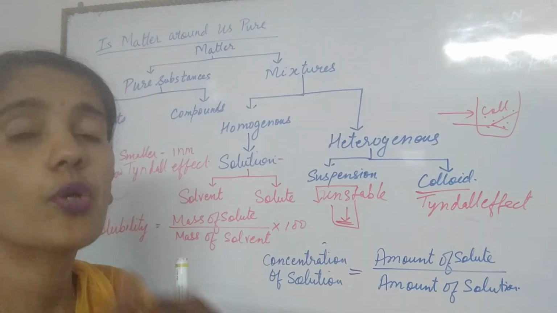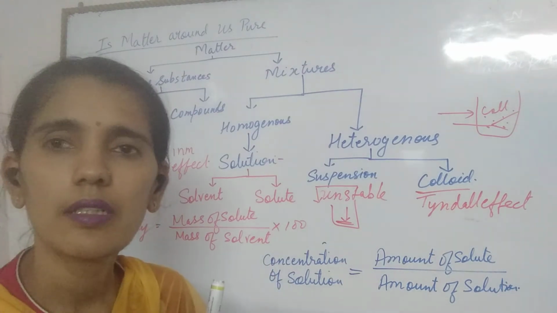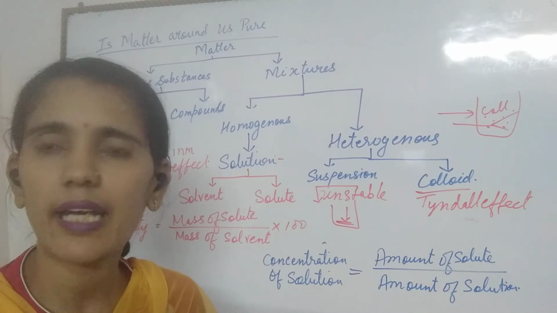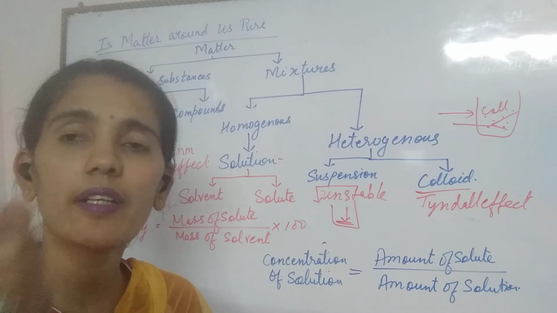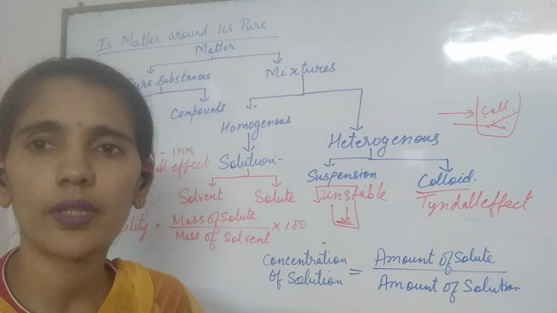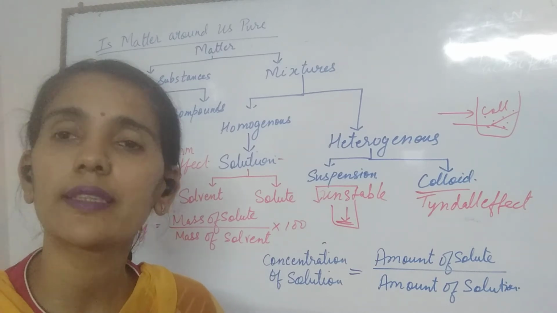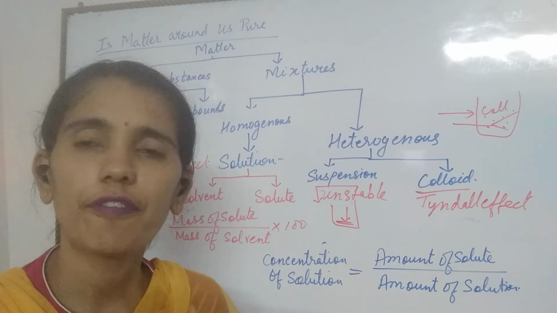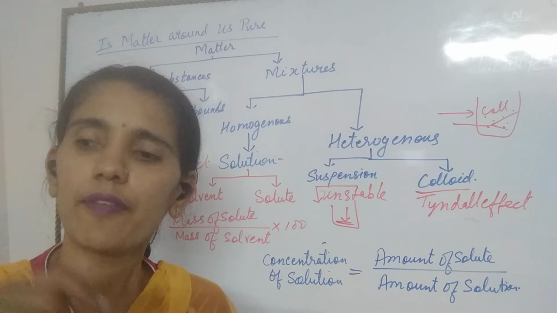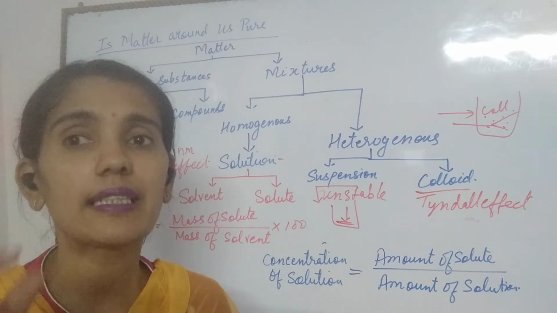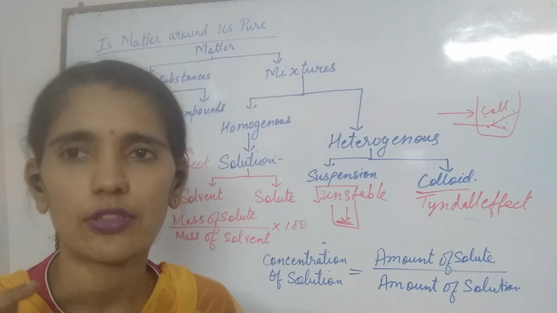Saturated means no more solute can be added further. Means if I have taken one glass of water and I am adding sugar in that, one condition will come when, if I add more sugar, it will not dissolve. It will get settled down. That state is known as saturated. And if I have taken one glass and I have only added one spoon of sugar, then more sugar can be added. It means a less amount of solute is taken, so it will be unsaturated.